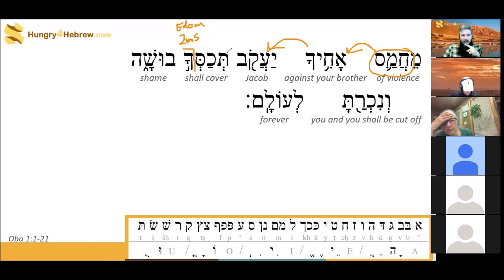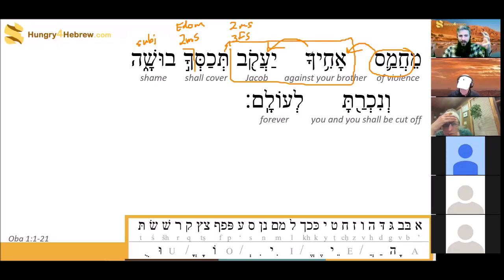So then we've got a tav at the front. Tav at the front can be either 2ms or 3fs. Which one is it? 2ms. Jacob shall cover you. Here's your subject: shame will cover you. Okay, so achicha and Yaakov, those are in apposition. That's just saying your brother, Jacob. So these two are one and the same. Grammatically, these belong together. Yes, shame will cover you. Busha is the subject of cover, so it's going to be 3fs. Busha shall cover you.